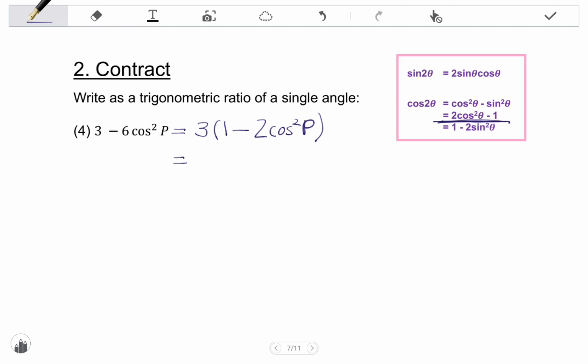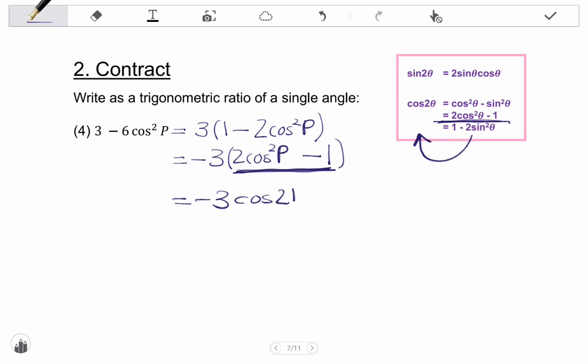So this is going to become negative 3. My 1 is going to become negative 1, and I'm going to write it as a second term in my brackets. And the negative 2 cos p all squared is going to become positive 2 cos p all squared. Now what I have in the bracket is what I have in the double angle formula, and I know that moving from right to left, I can contract it. So I'm left with negative 3 and then cos and the double angle.